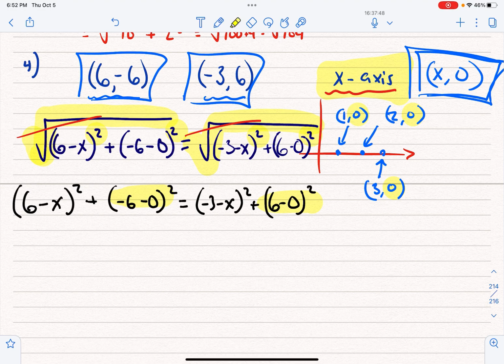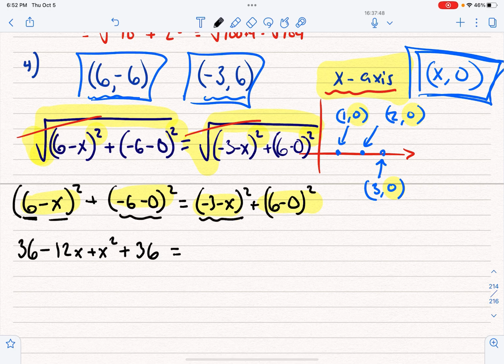And then we can FOIL this one and FOIL this one. So I might move a little bit quick here, but 6 times 6 is 36. This times this is -6x, double it, -12x plus x squared. FOIL the next one, you get plus 36 equals, FOIL this one, we get 9 plus 6x plus x squared plus 36. Now look at just everything that cancels out. There's a 36 on both sides, that's gone. There's an x squared on both sides, that's gone.